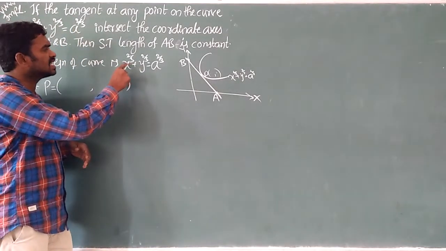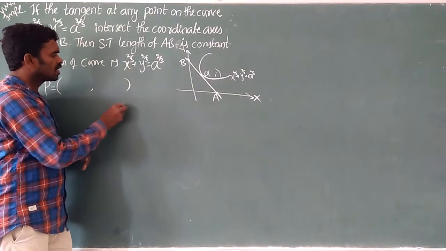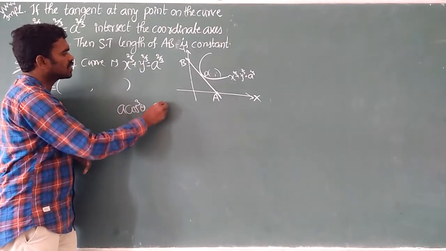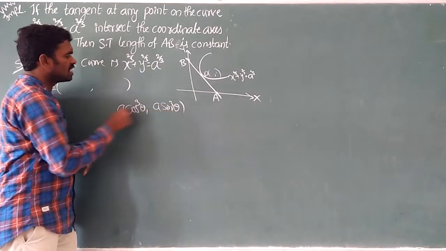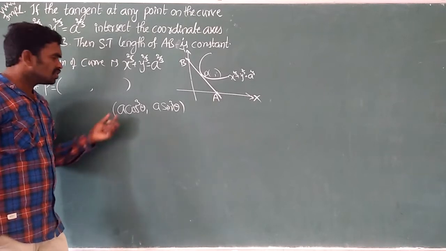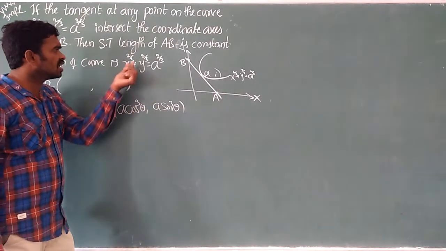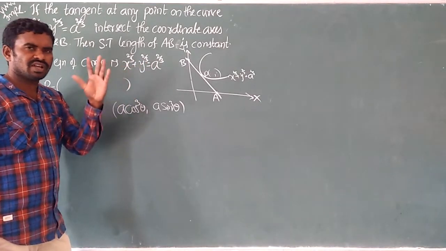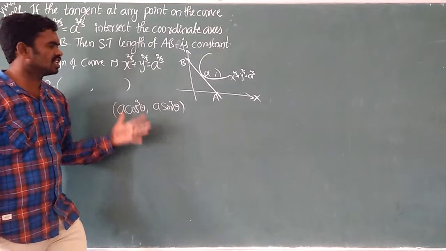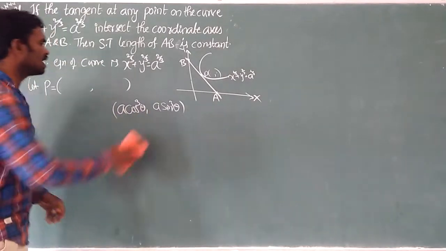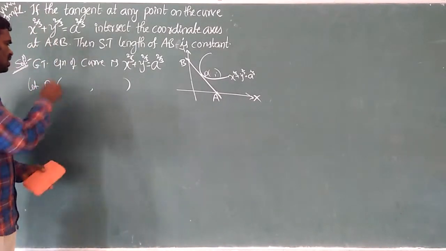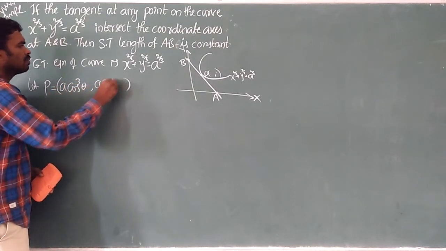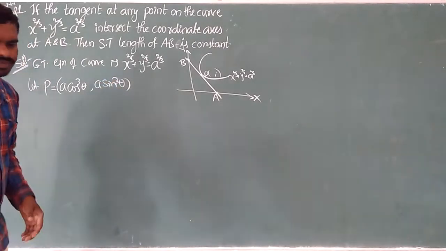We can take x is a cos cube theta, y is a sin cube theta. Why are we taking this point? You just substitute in this equation, and it must satisfy the given condition. If you want this much explanation, fine; otherwise blindly you can remember the point. Let P be (a cos cube theta, a sin cube theta). Just remember, no problem.